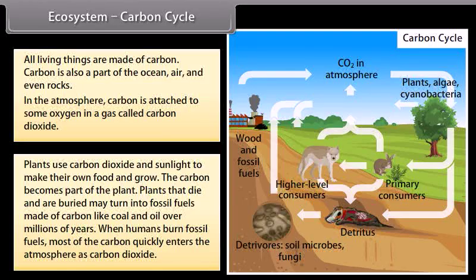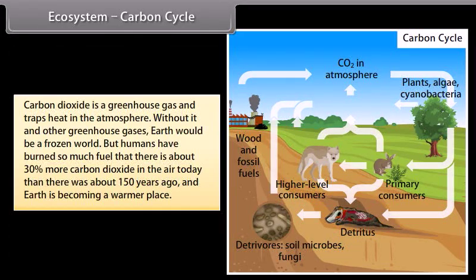Plants that die and are buried may turn into fossil fuels made of carbon, like coal and oil, over millions of years. When humans burn fossil fuels, most of the carbon quickly enters the atmosphere as carbon dioxide. Carbon dioxide is a greenhouse gas and traps heat in the atmosphere. Without it and other greenhouse gases, Earth would be a frozen world. But humans have burned so much fuel that there is about 30% more carbon dioxide in the air today than there was about 150 years ago, and Earth is becoming a warmer place.